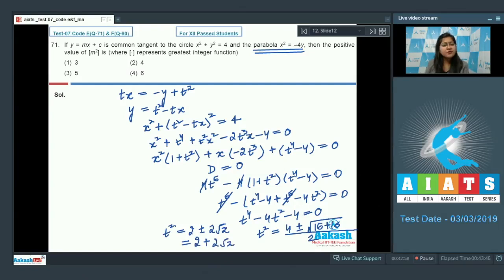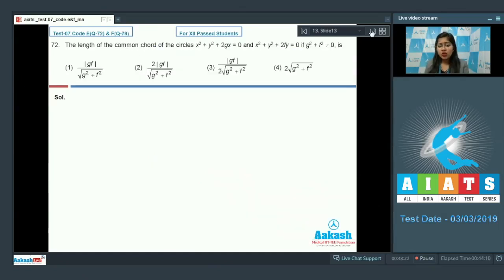Now we have to find the value of m square. We know that t is equal to minus m, so we can say that m square is also equal to 2 plus 2 root 2. Now the greatest integer of m square will be equal to 4. That is, the correct answer is option number 2.